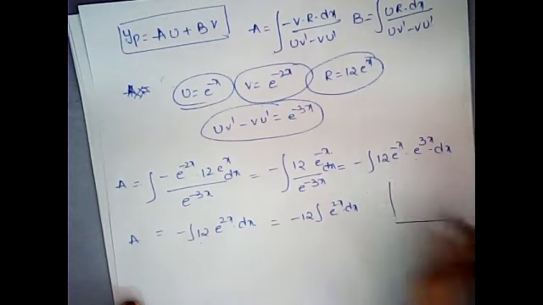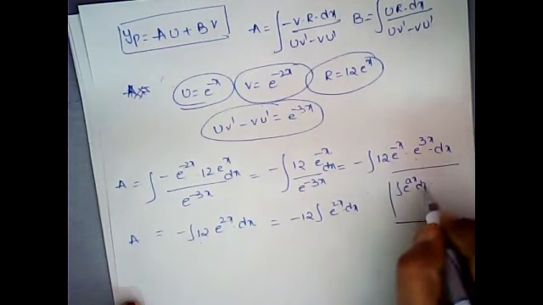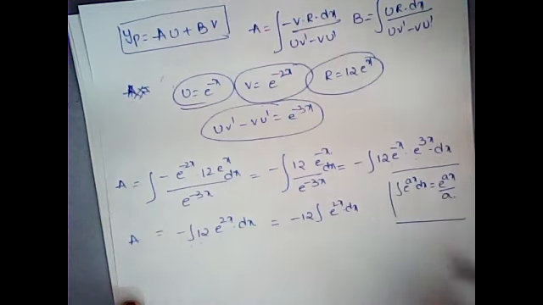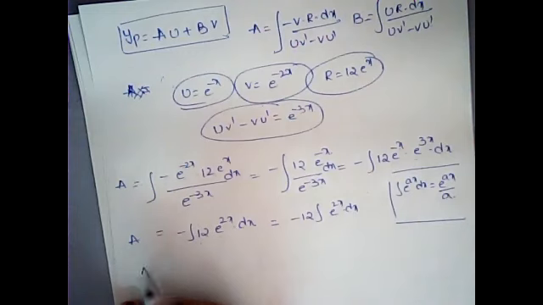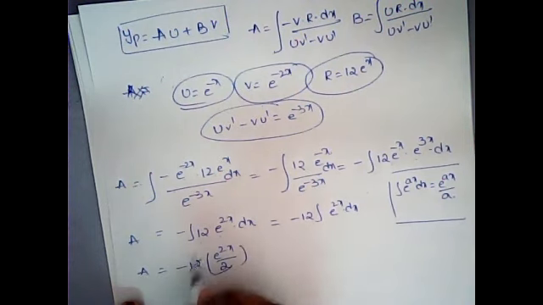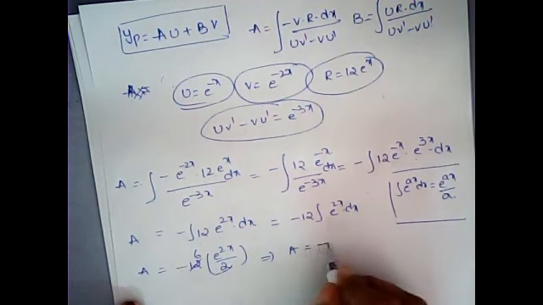So what is the integration formula here? Integration of e power ax into dx is nothing but e power ax by a. Apply the formula for this one. So a is equal to minus 12 into e power 2x by 2, which will be 2 sixes. So finally we got a is equal to minus 6 e power 2x.